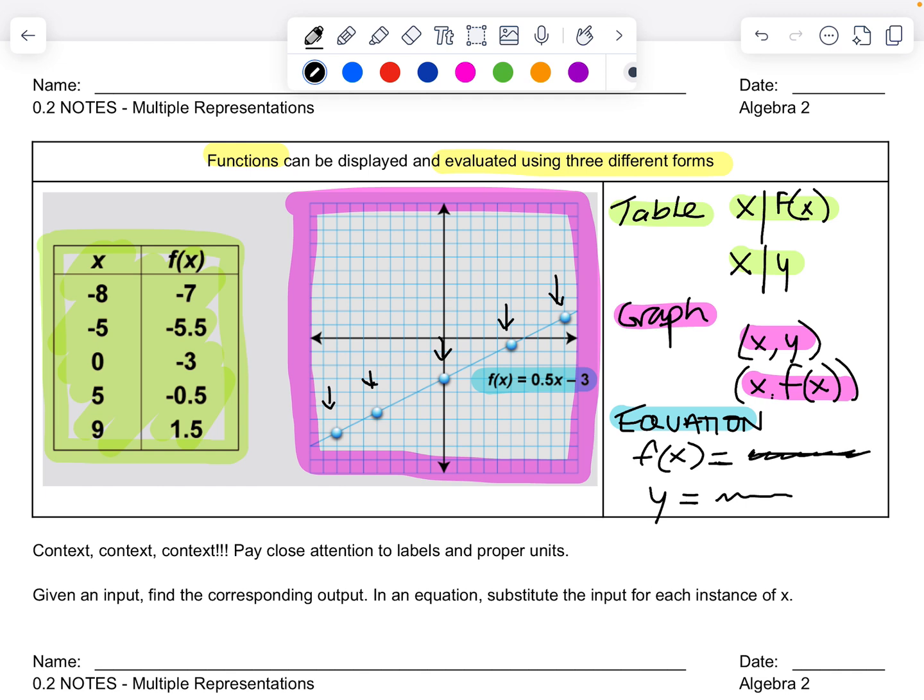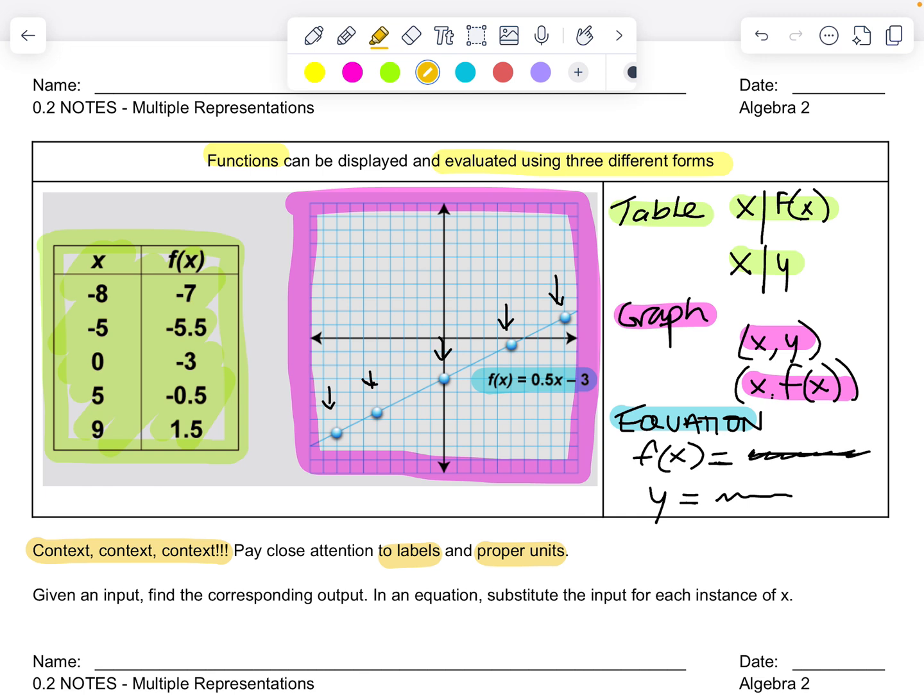Remember that when we're talking about functions, we've got to be super focused on the context of what's going on, both the labels and the units. If I'm talking about time, am I talking about seconds, minutes, hours, days, months, years? If I'm talking about distance, is it miles, kilometers, feet, inches, whatever the case may be?